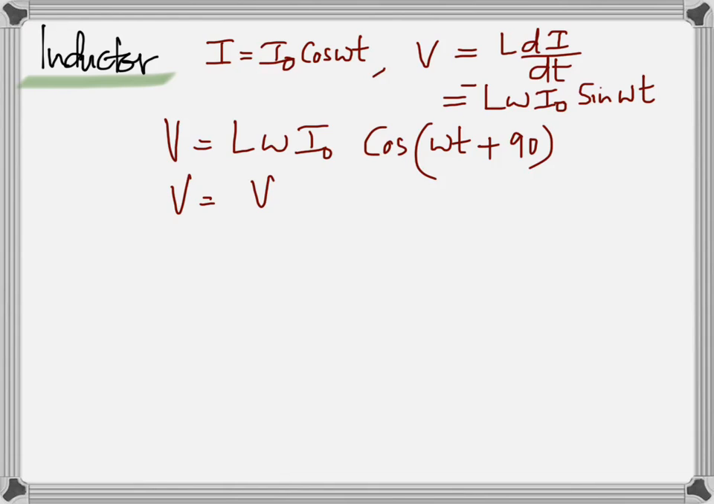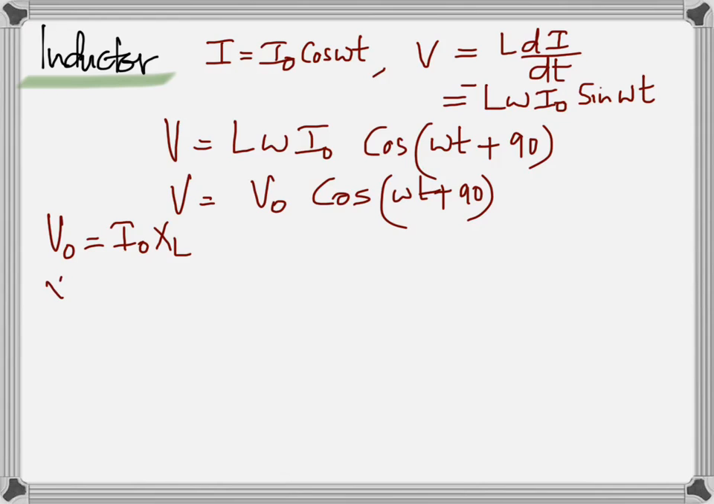So I write it like that, and now you know it's V naught cos omega t plus pi by 2, or 90 degrees. So V naught is very important. V naught here is I naught XL. Okay, I'm introducing a term. This is called inductive reactance. Inductive reactance. Let me write it. Or maybe I did. No, I did not. I just said what it is.